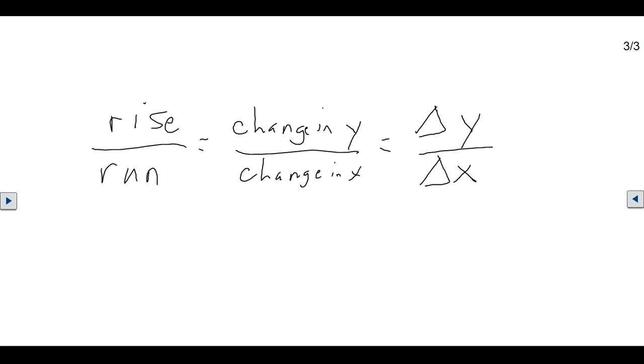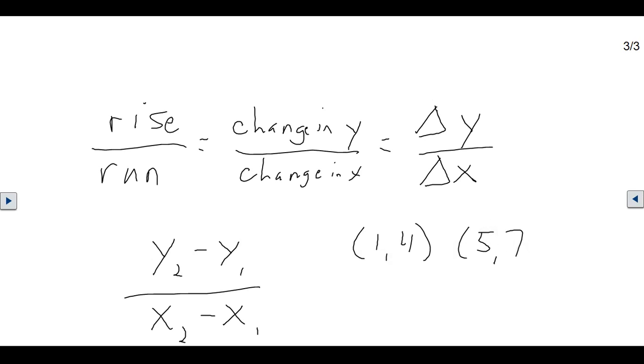A lot of times you'll see this written also like this. Okay. So we'd read that as y sub 2 minus y sub 1 over x sub 2 minus x sub 1. The little numbers there that look like exponents, but they're on the bottom, it's just a way to number things. Okay. So if I had 2 coordinates, let's say I had 1, 4, and 5, 7, for example. Okay. This would be my first x, my second x, my first y, my second y.